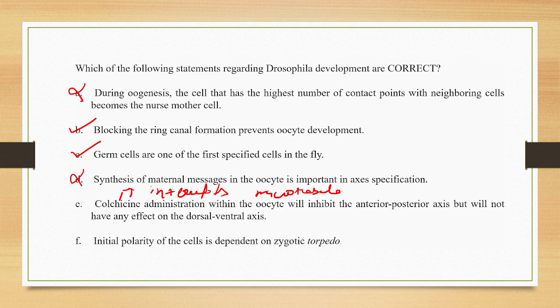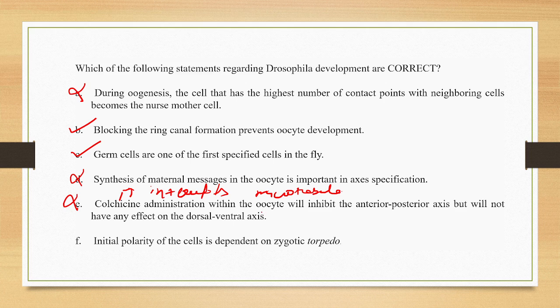So colchicine is actually interrupting the vehicle, which in this case is our microtubules. If the microtubules are interrupted, then axis formation will not take place because molecules cannot move from one part of the embryo to the other. So this is also wrong because it will affect both the anterior-posterior axis and the dorsal-ventral axis.